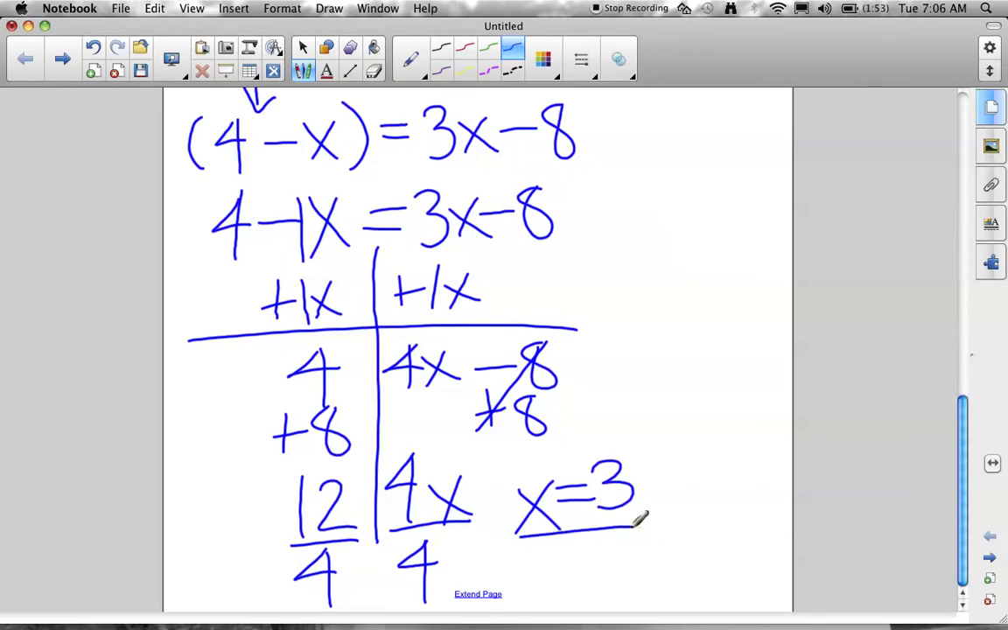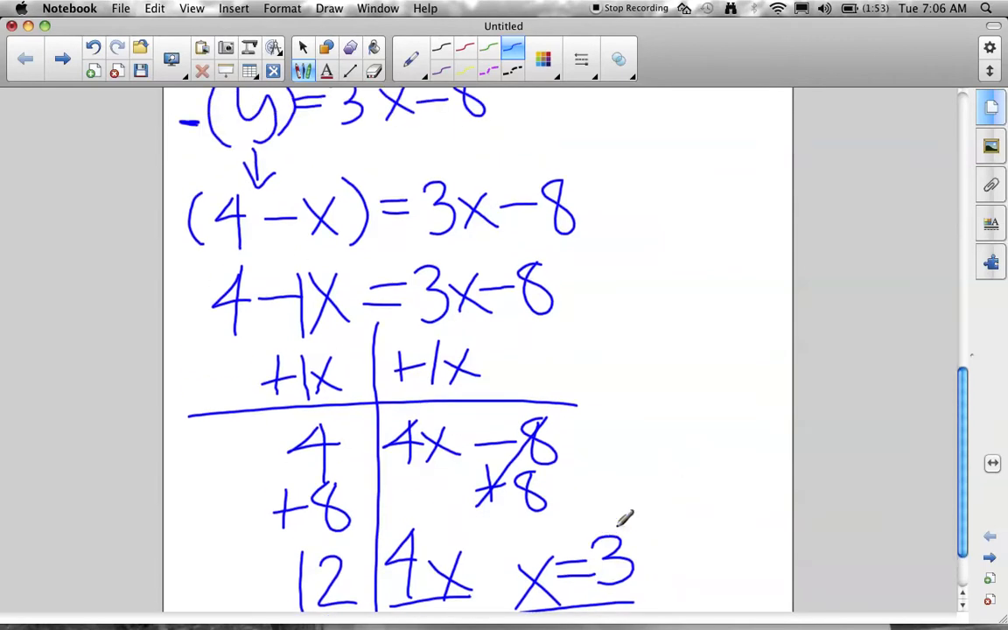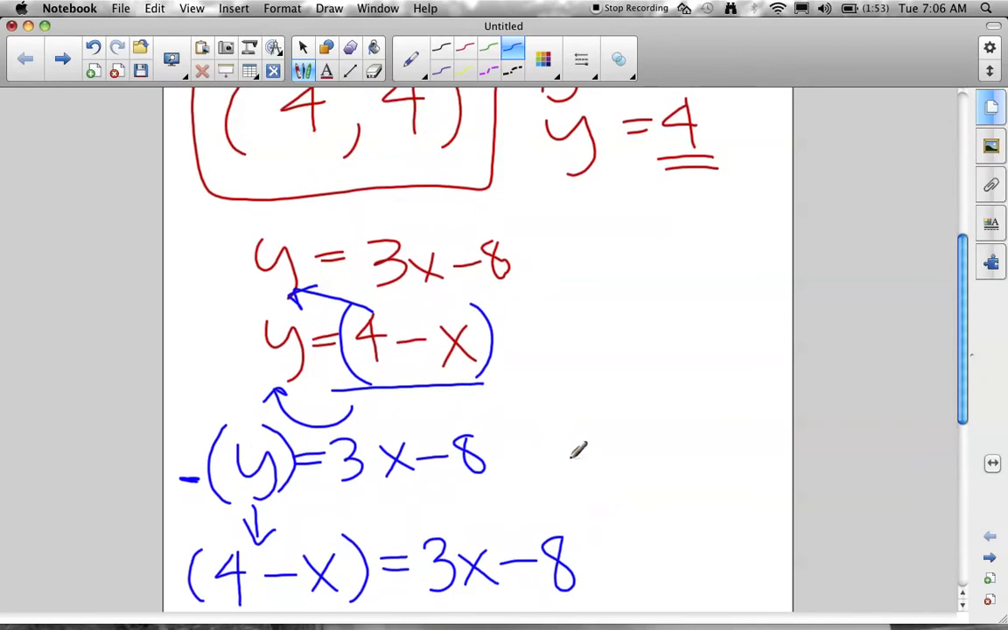Now in the past we've been done. Yay, we got a solution. But do not forget, solutions have two answers, an x and a y. So now what we need to do is take this and plug it back into one of our original equations. It doesn't matter which one you plug back into, you can pick. In this case, I'm going to choose the second equation because it looks the easiest.